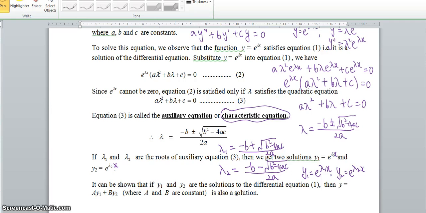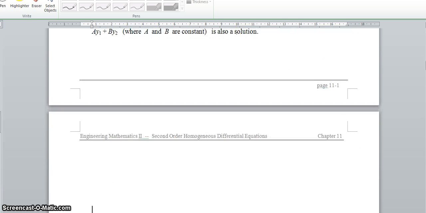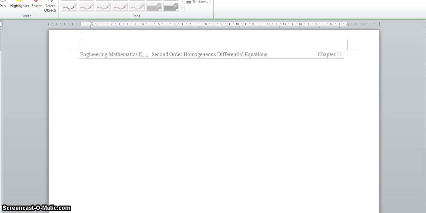In fact, there is a general solution based on y1 and y2 we just found. So it can be shown that if y1 and y2 are solutions to the differential equation, then y equal to a times y1 plus b times y2 is also a solution. Let's prove it. It's a simple and short proof.